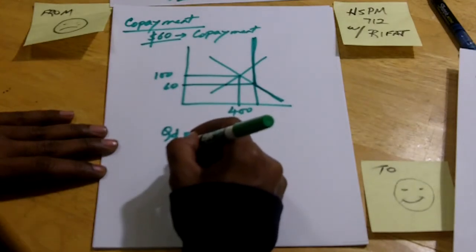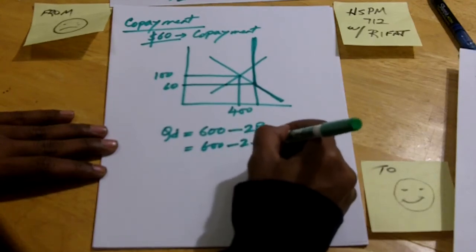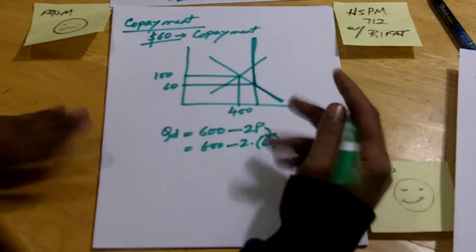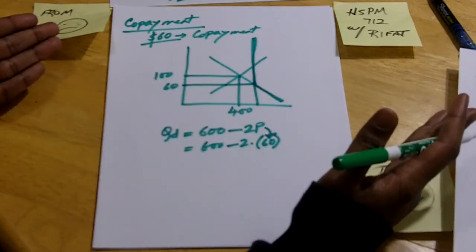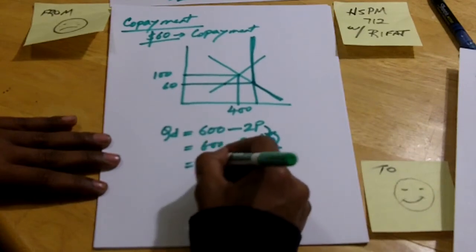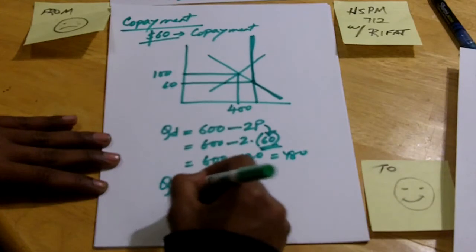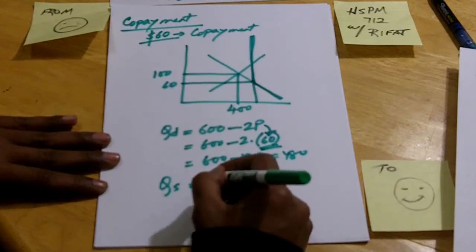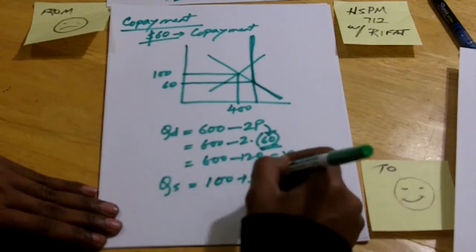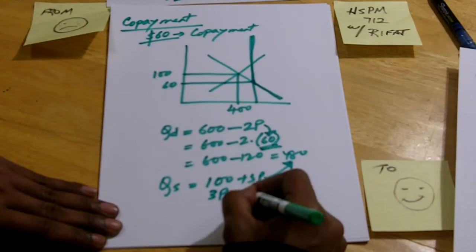Now our price is 60. So we put 600 minus twice into 60. So P is literally 60 without any mention of P, because it is fixed at 60. So it is 600 minus 120, which is 480, and QS equals 100 plus thrice P. We have to equate these two, and we will find 3P equals 380.